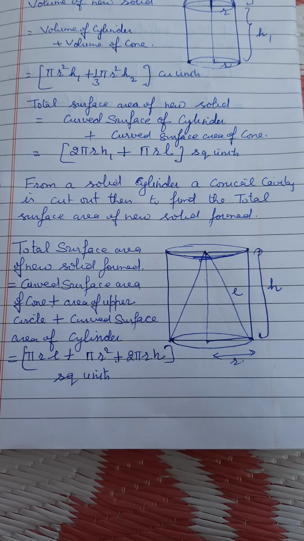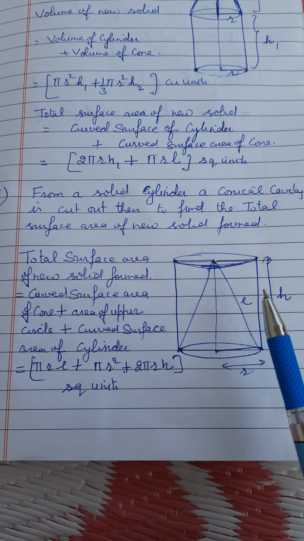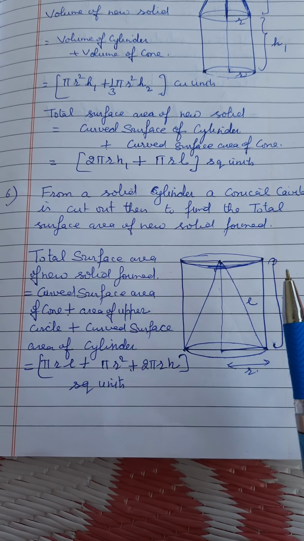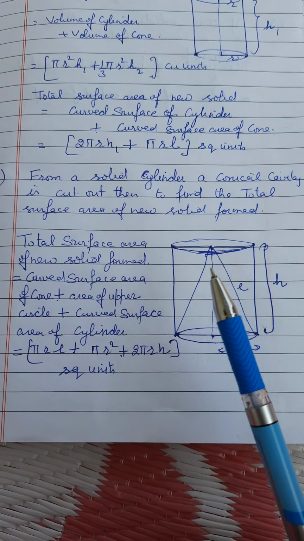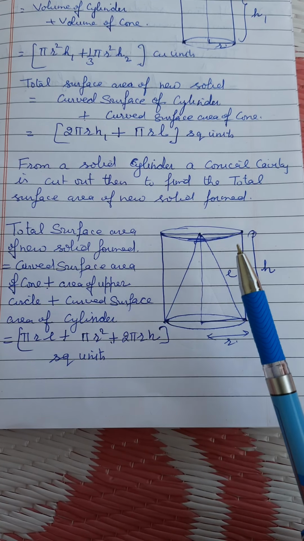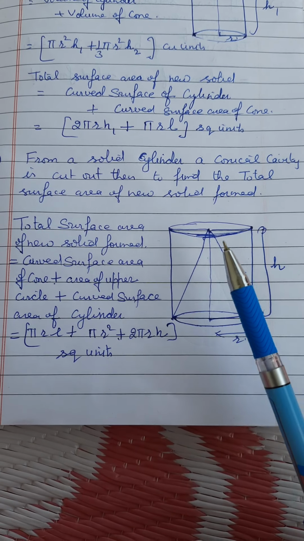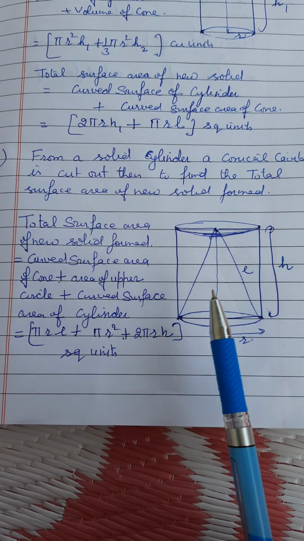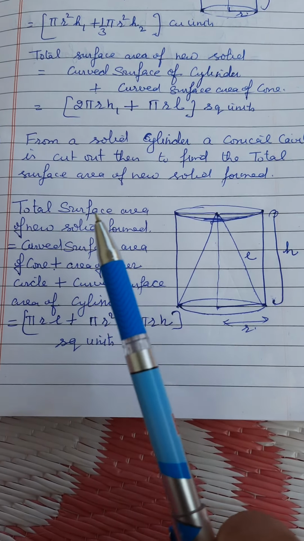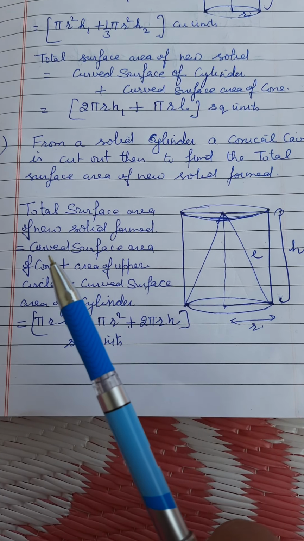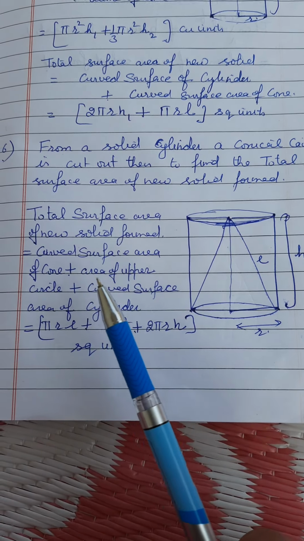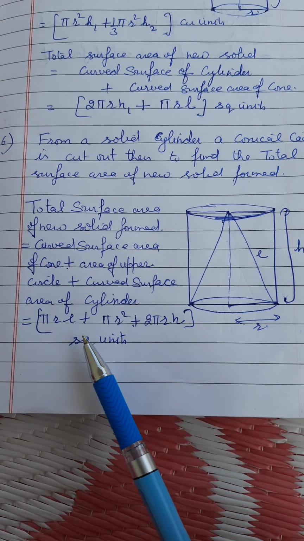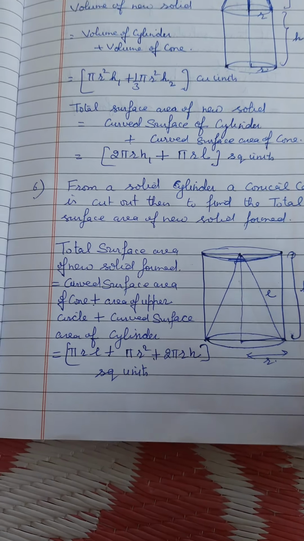Now see how many surfaces are formed in it. One surface is that of the cone, one surface is this circle, and one surface is the curved surface area of the cylinder. These surfaces we have got. Now we have to find the total surface area of the new solid formed. It will be the curved surface area of the cone plus the area of the upper circle plus the curved surface area of the cylinder. It is pi r l plus pi r square plus 2 pi r h, in square units.